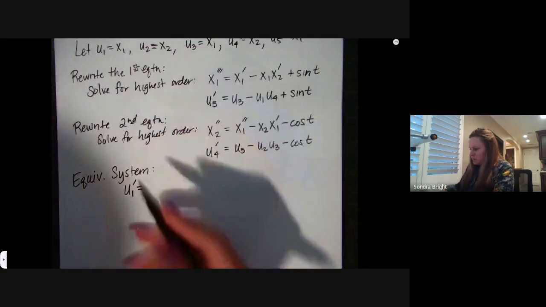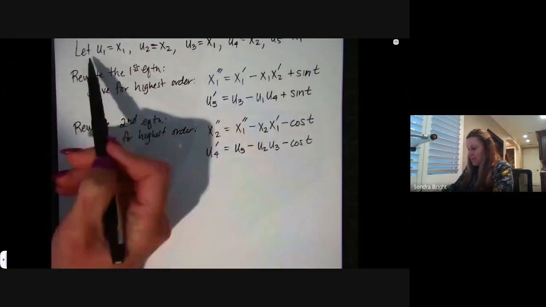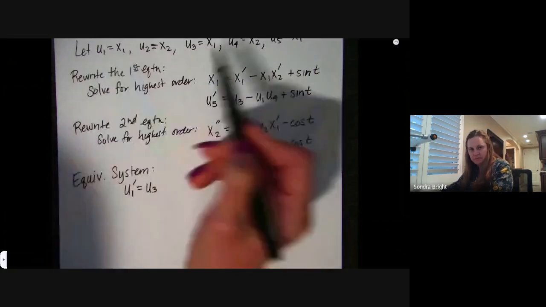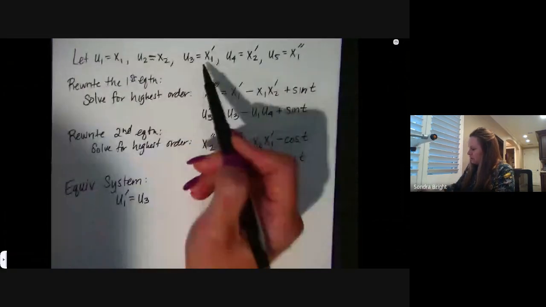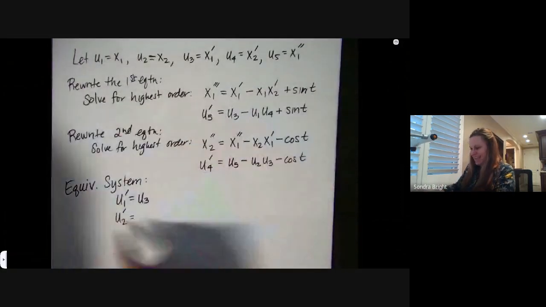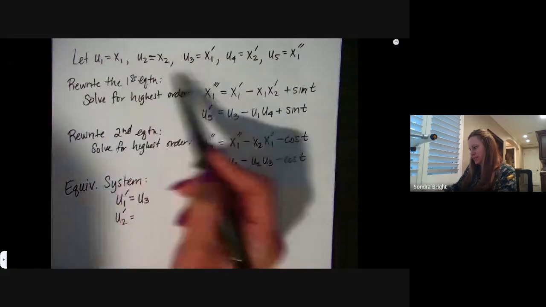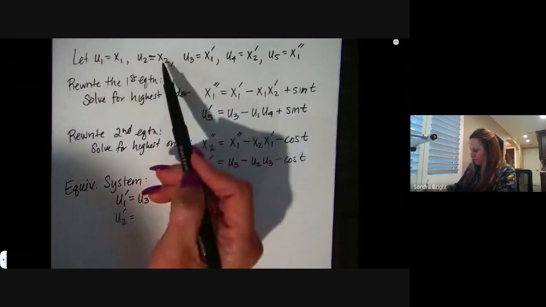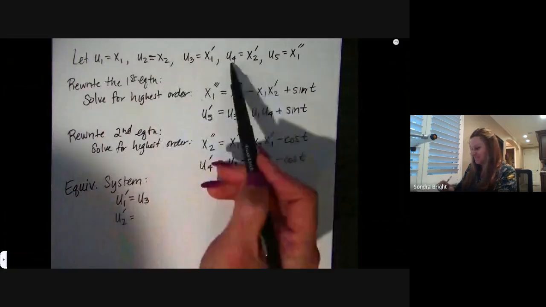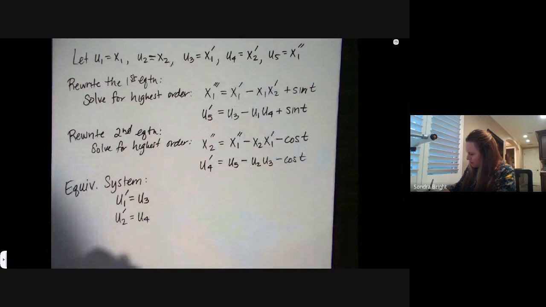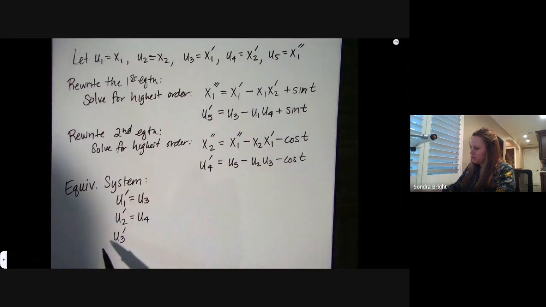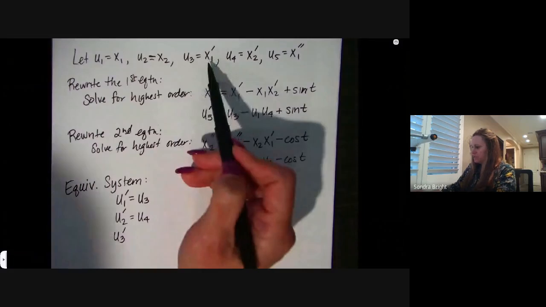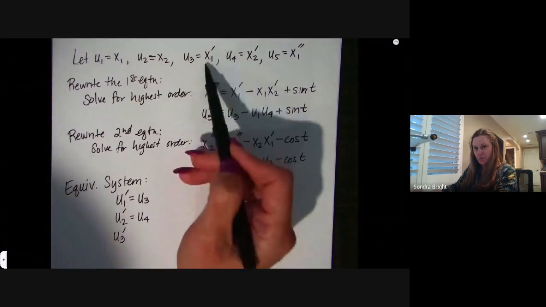Since u1 was x1, u1 prime would be x1 prime, but we said it was u3. u2, first derivative of u2. Well, u2 is x2, so the first derivative on x2, we called it u4. u3 prime. The derivative on u3, well, we said u3 was x1 prime, and so the derivative of that would be the second derivative on x1, but we labeled that as u5.